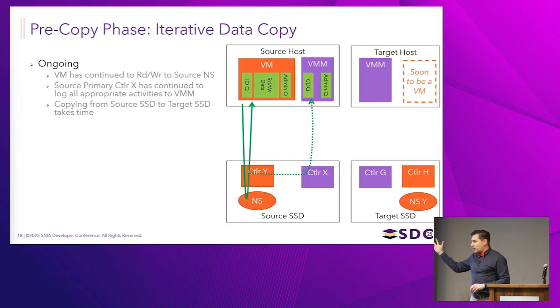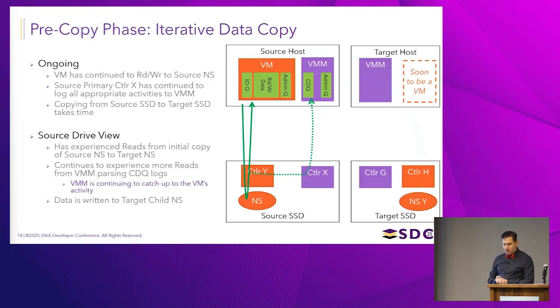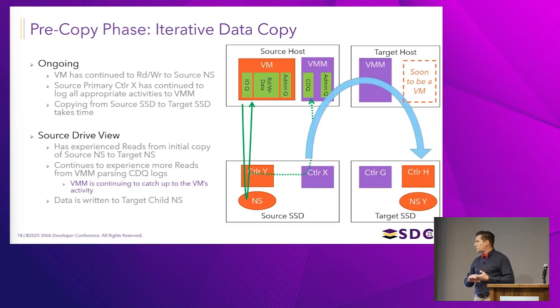So back to that logging, we do have the controller data queue receiving the log entries. It's been getting that while we've been migrating and populating the initial data for the target SSD. And so now it's populated, but we have to catch up. So the VMM is going to go through the controller data queue. It'll see what needs to be moved, and it'll read in from the source and write to the target.